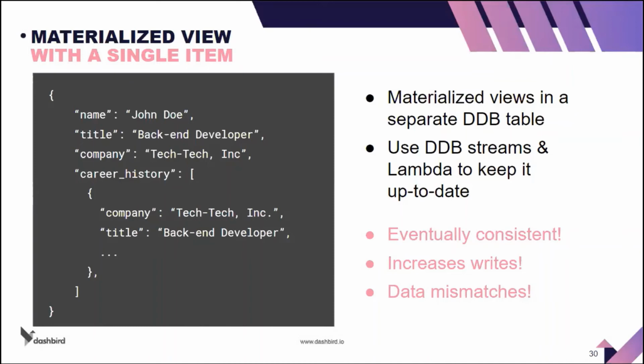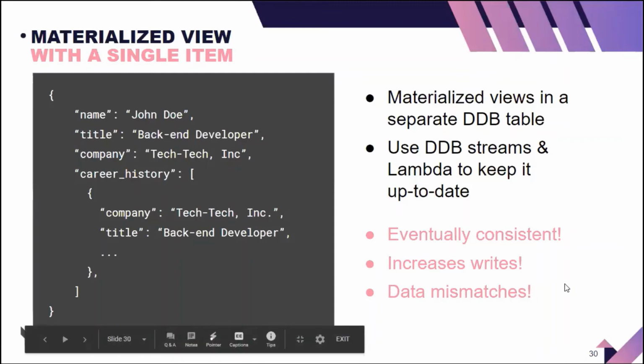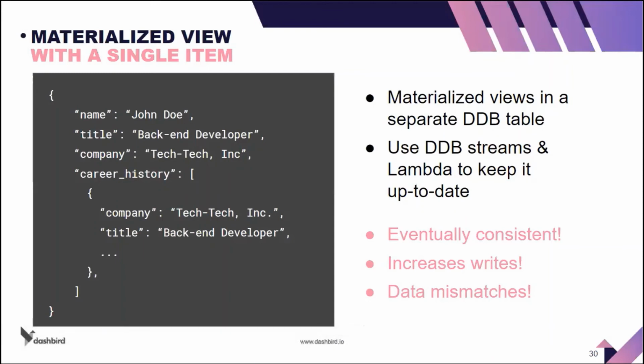So we really need to measure and benchmark our use case to see whether the savings on the read side are going to offset the higher costs on the write side. And third, there could be data mismatches as well. If we have a bug in the Lambda function that's responsible for updating the materialized view, for example, it's possible that we're going to keep providing information in the materialized view that's not really the most up-to-date.